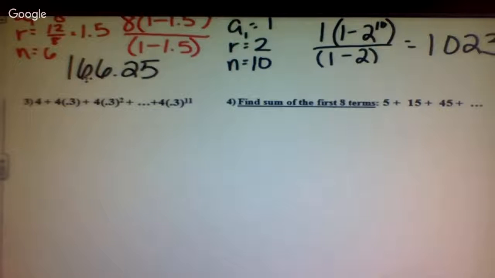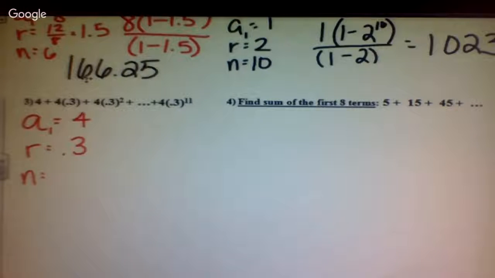Number 3. Please do not get confused with number 3. This is saying 4 plus 4 times 0.3 plus 4 times 0.3 raised to the second, such and such until you get to 4 times 0.3 raised to the 11th. What is a sub 1? 4. What is my ratio? 0.3. It's the one we're multiplying by each and every time. What is my N? 11.